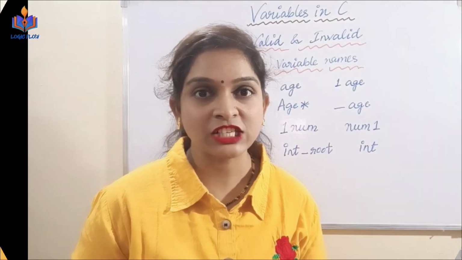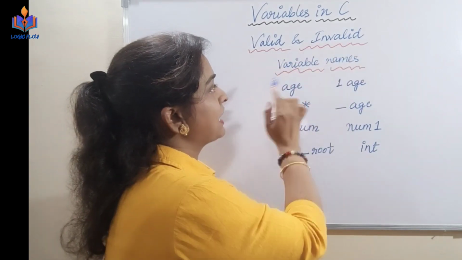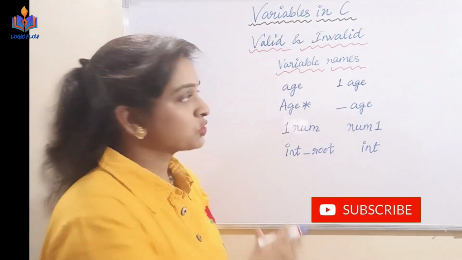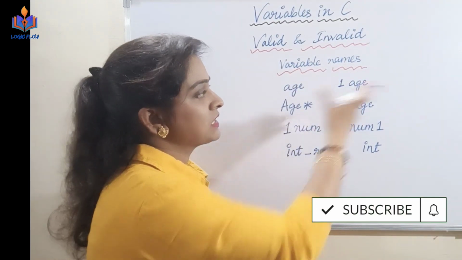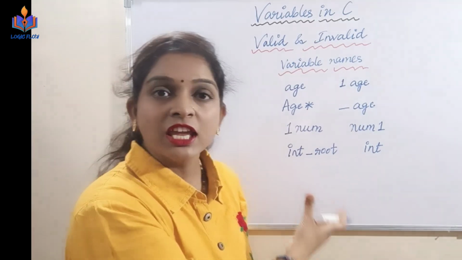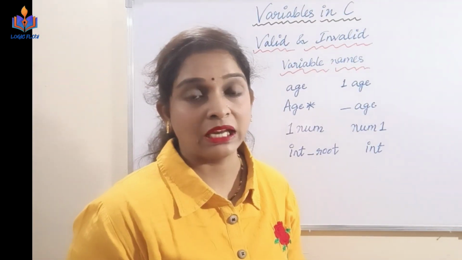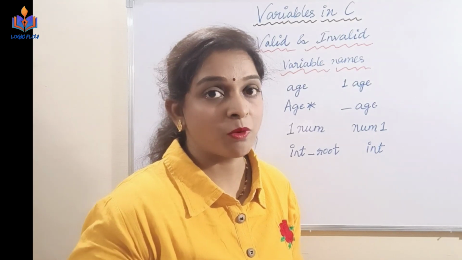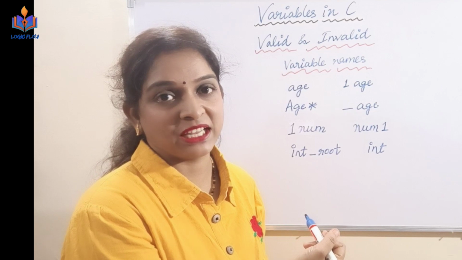So here is a task for you. You have to identify the valid and invalid variable names. Here I have given a list of a few valid variable names and a few invalid variable names. You have to just identify which are valid and which are invalid. Please write it in the comment box and let me know.